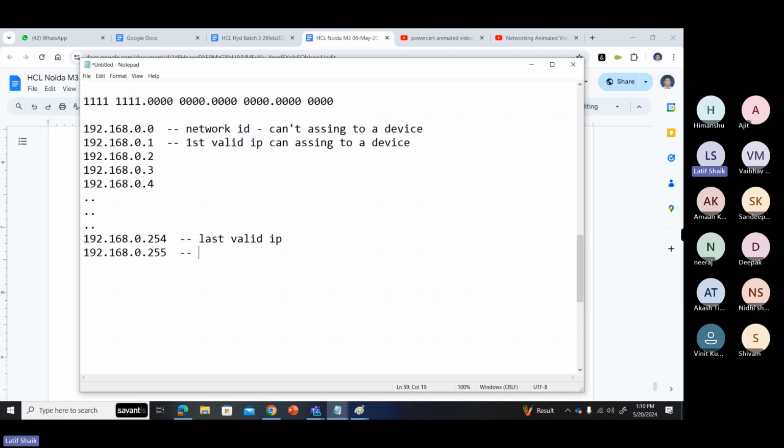So this is called the broadcast ID, which we cannot assign.